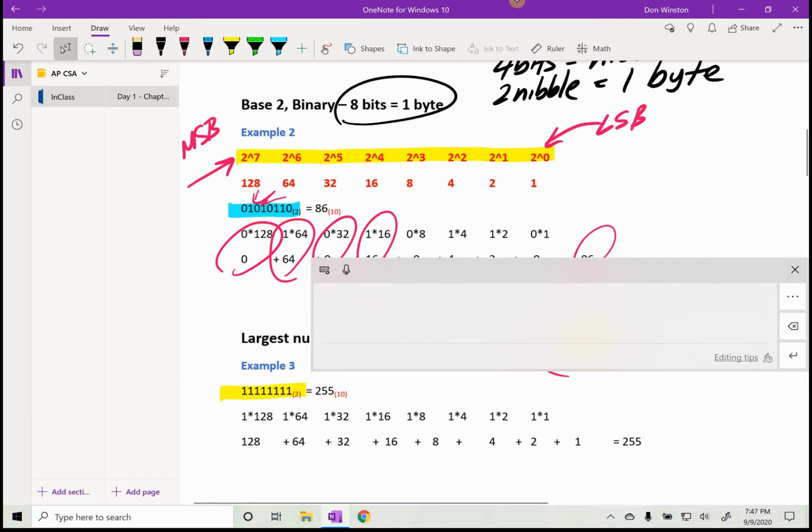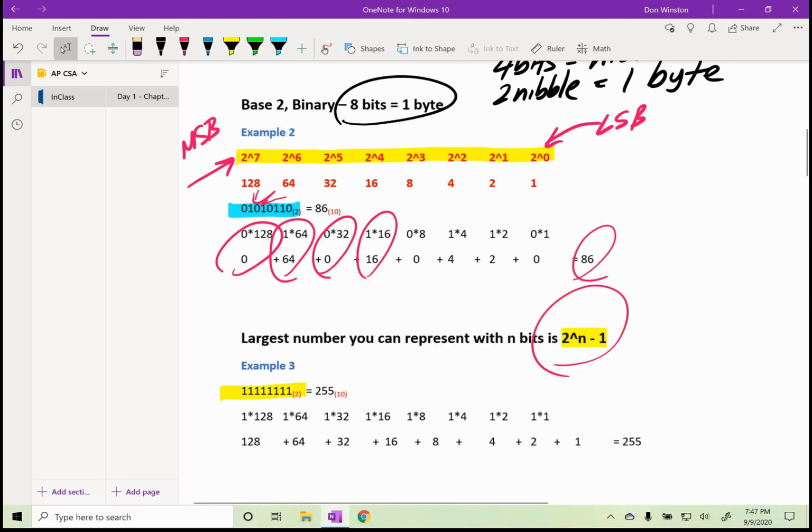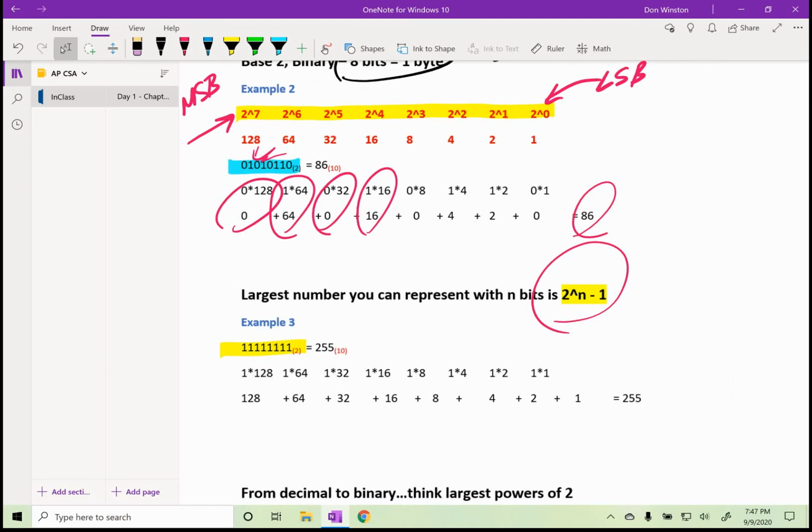Okay, but what is that? That is 255 base 10. Take 2, raise it to the 8th, you get 256, minus 1. That's 255. All the bits are on, so we're multiplying each bit by the respective powers of 2. And you get 255.